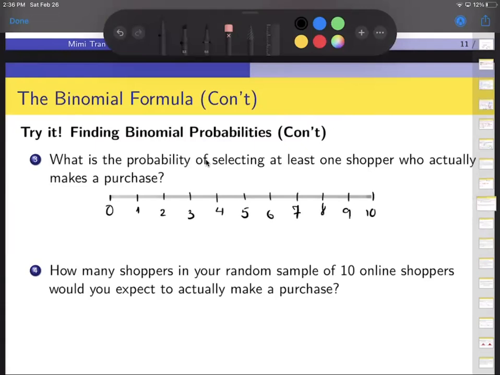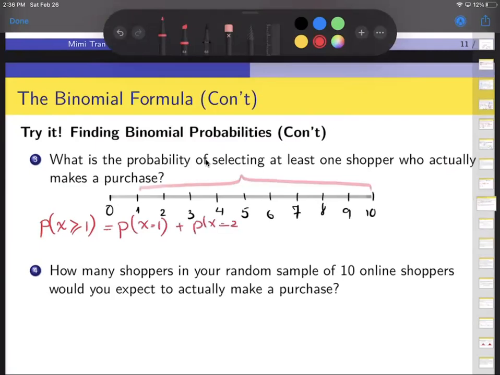At least one, what does it mean? I want the probability that X is greater than or equal to 1. On the stick, that's from 1, 2, 3, 4, 5, all the way to 10, except for 0. You could do P(X = 1) plus P(X = 2) plus P(X = 3) all the way to P(X = 9) plus P(X = 10), but I don't want to do that. I can use the complement rule. The total probability adds up to 1. I want the probability from 1 to 10, so all I have to do is take 1 and subtract the 0. It's a count, so I can do that.